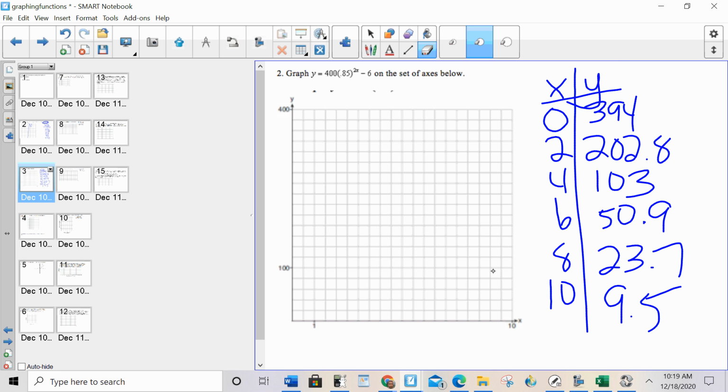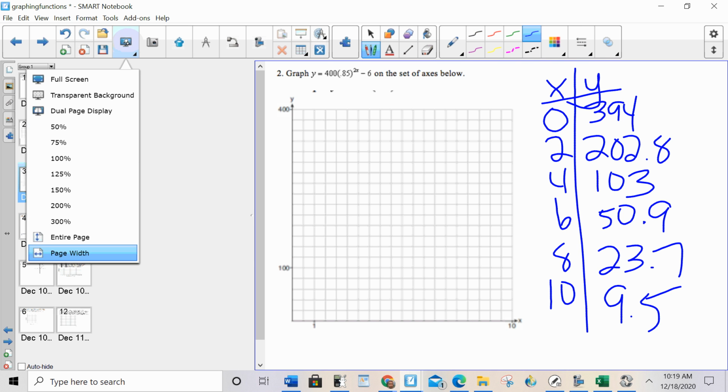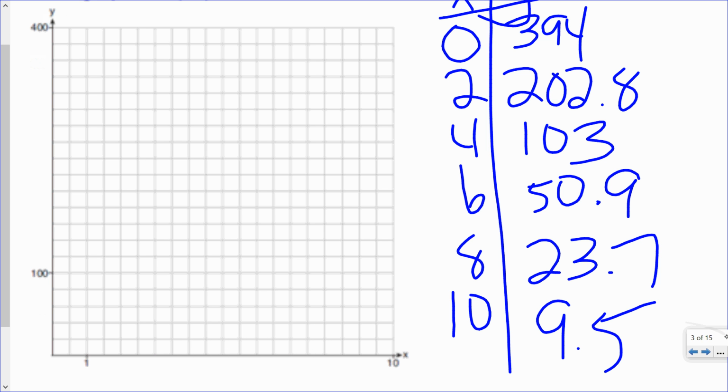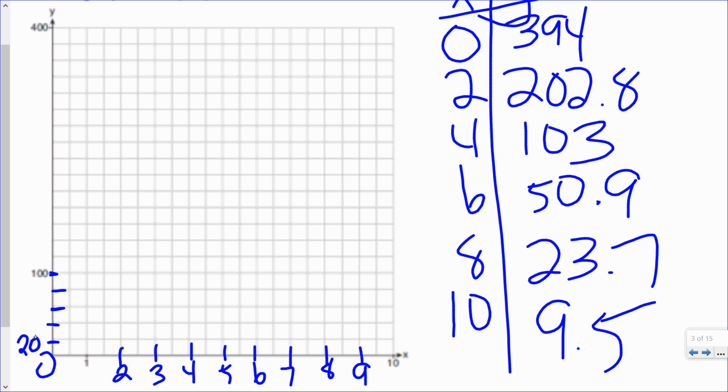So on the x-axis, it's making every other box worth 1. It's telling us that, so I can fill in that that's going to be 2, 3, 4, 5, 6, 7, 8, 9. And now on my y-axis, 1, 2, 3, 4, 5 boxes is 100, which means if I divide 100 by 5, each box is going to be worth 20.